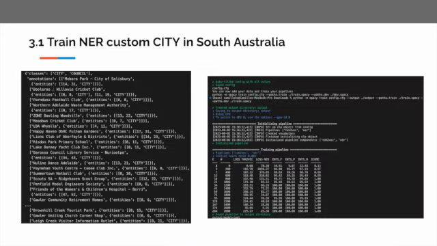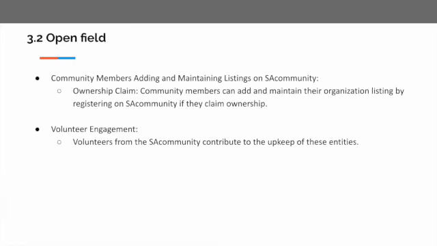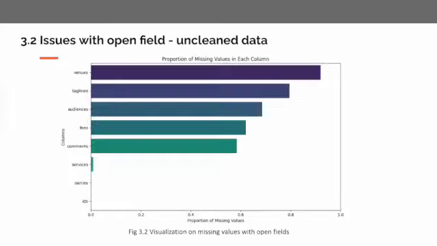To address this issue, training a custom NER model specifically for cities in SA was done. 2,000 annotated samples were used to train the model on top of the existing English language small model, and the output has been promising. Now, let's address another issue related to open fields. Community members and volunteers can both contribute to the open fields. Looking at the portion of missing values, all the open fields contain different levels of missing data. To dive deeper, let's look at length and word counts on these fields. We can observe some extreme numbers on fields like services, comments, and so on.